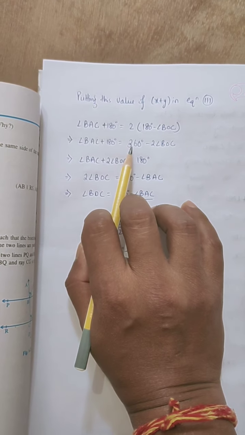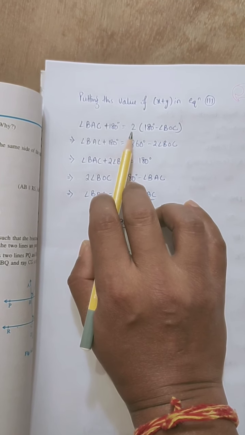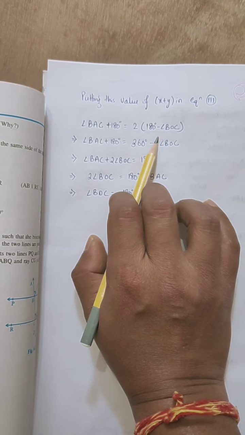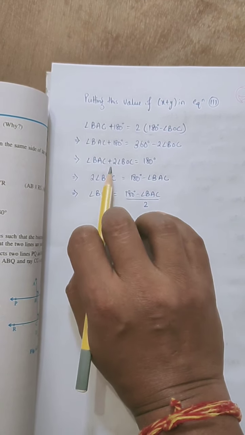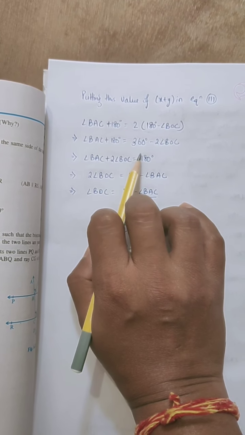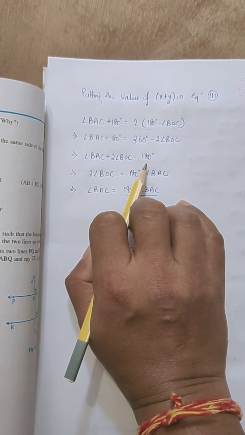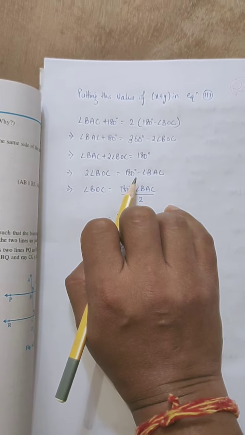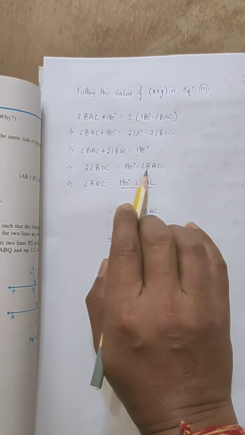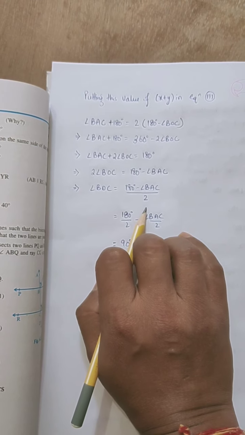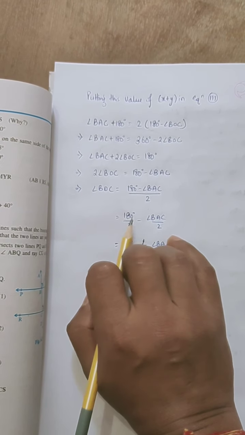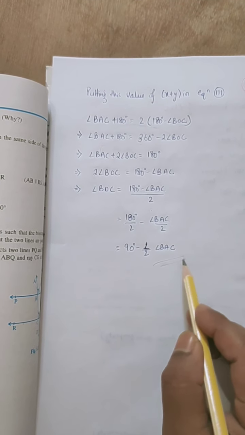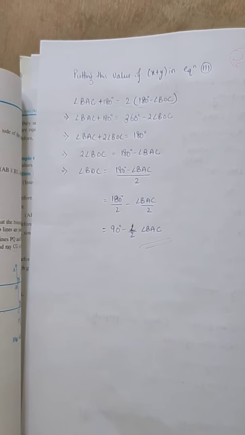Now on solving this we get 2 multiplied by 180, that is 360, and 2 multiplied by minus BOC is minus 2 BOC. Now we transfer minus 2 BOC to the left hand side, which will be plus 2 BOC, and 180 to the right hand side. 360 minus 180 is equal to 180. Now transfer this BAC to the right hand side. In this step it will be 180 minus BAC. And 2 will be divided here, and 180 by 2 is 90, and BAC by 2, that is 1 by 2 BAC. So this is our proof. Hope you understood. Clear?